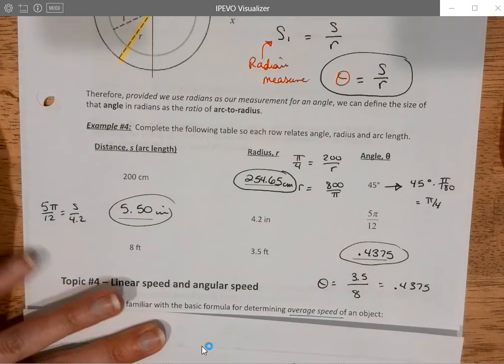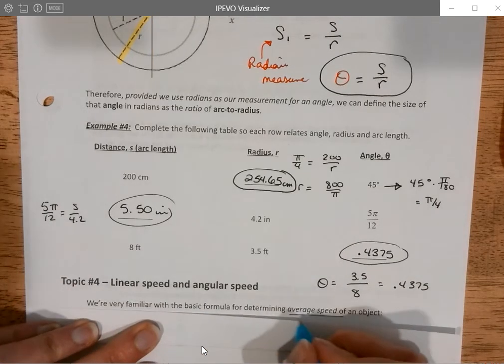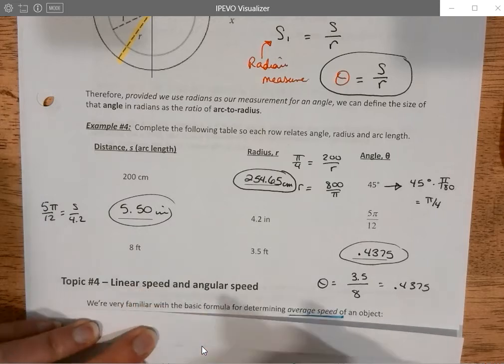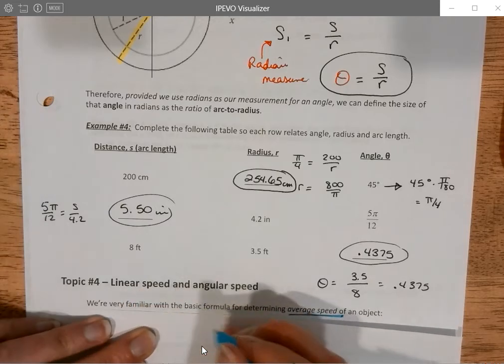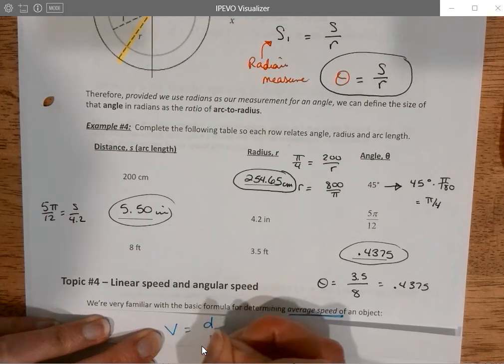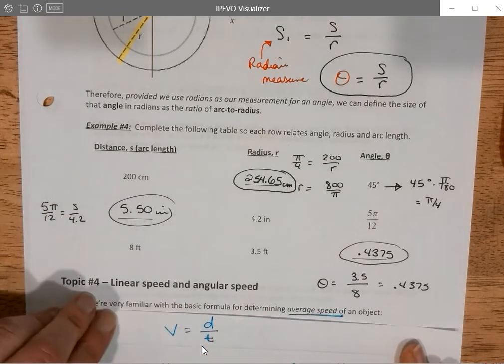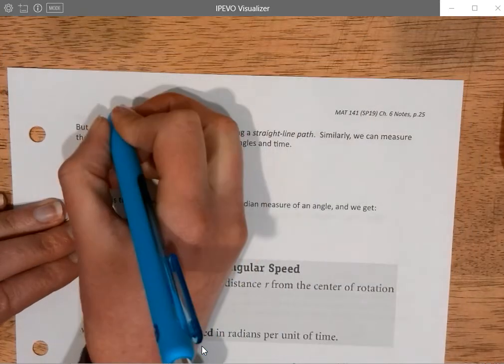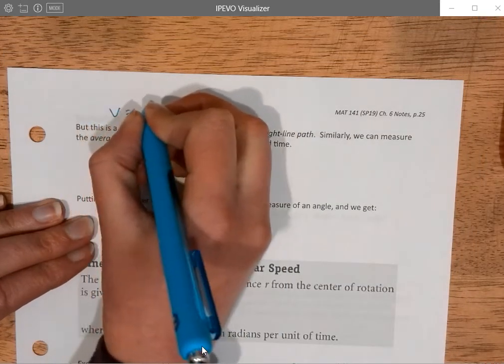So we're very familiar with the basic formula for determining average speed in terms of linear speed. We know that we measure speed in miles per hour. It's usually measured in terms of some distance divided by some time. Now we want to start thinking about this in terms of angular speed. So that's our linear speed. Our linear speed is that distance divided by time.